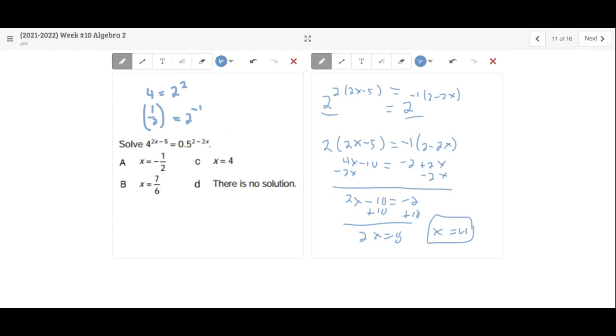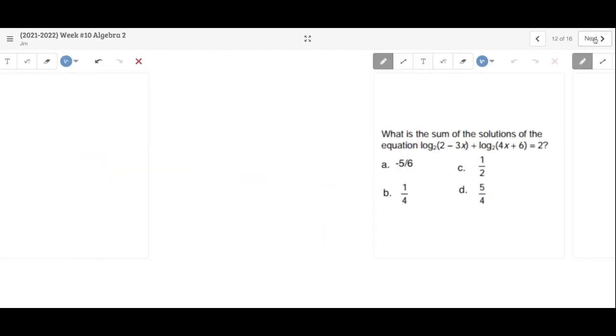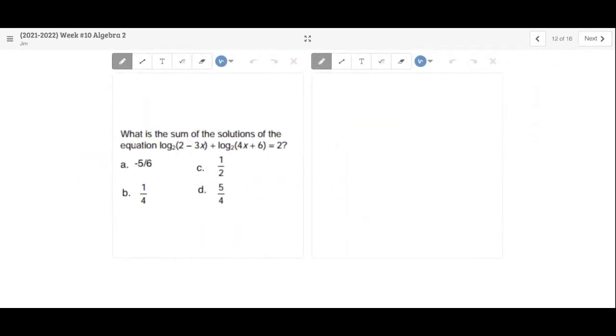All right. Next question. Next problem. It says, what is the sum of the solutions of the equation x squared minus 3x plus... Oh, I don't like these problems. I do not. Oh, this is going to be a quadratic too. Oh, yeah. Okay.